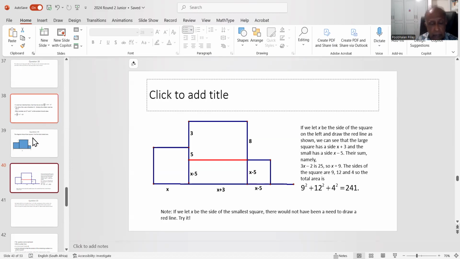So you can have a look at that, or you can draw that red line and use that to calculate the total area, without looking at my answer. Okay, so that takes care of that problem. We need to go on to the next.